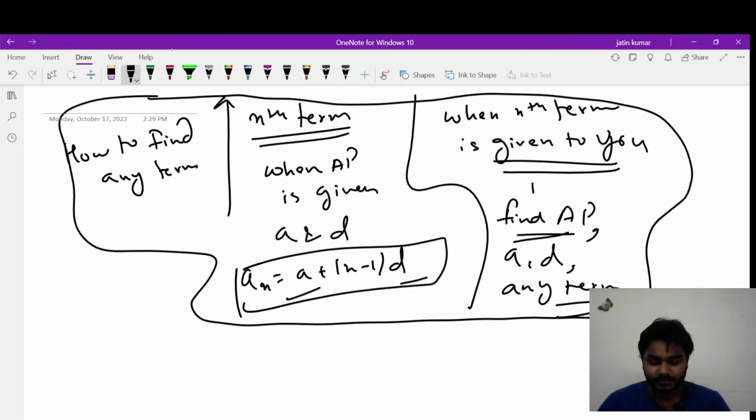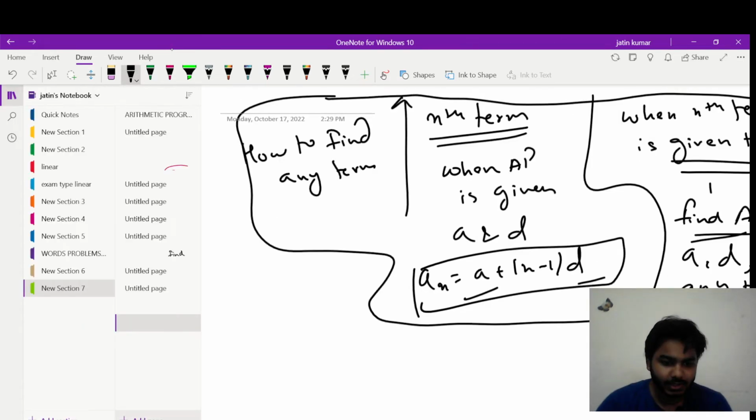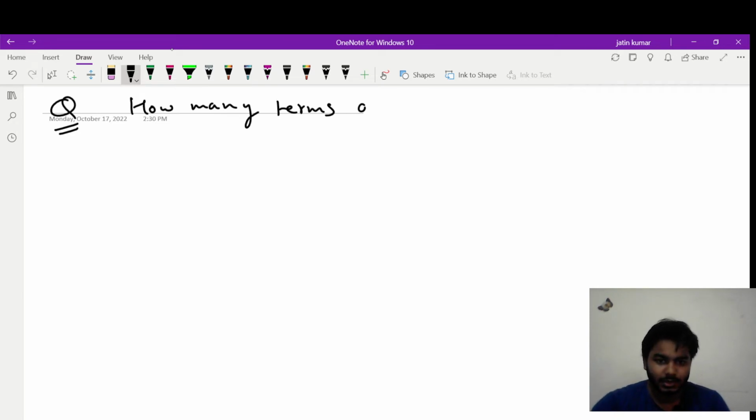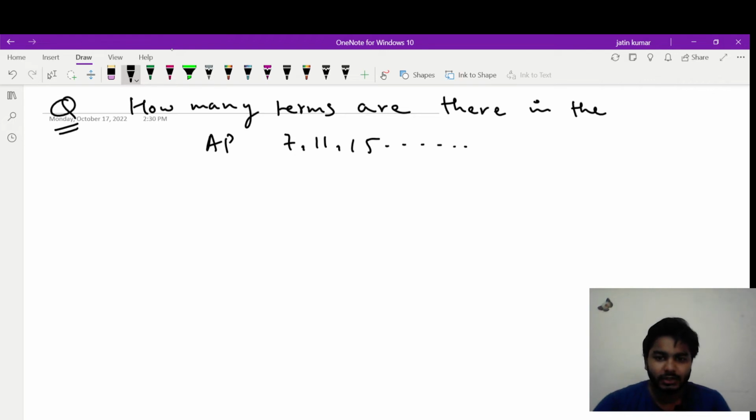So the next concept will be, let's do some more questions first. I have some more questions. How many terms are there in the AP 7, 11, 15, up to 139? The last term is given to you this time. How many terms are there in this AP? You need to find n. n means the number of terms.